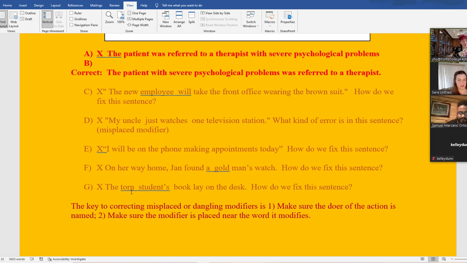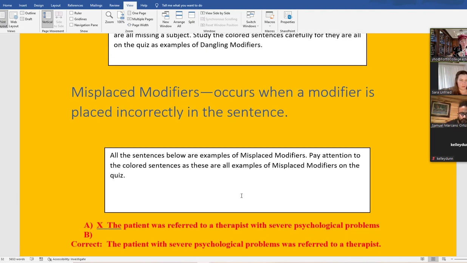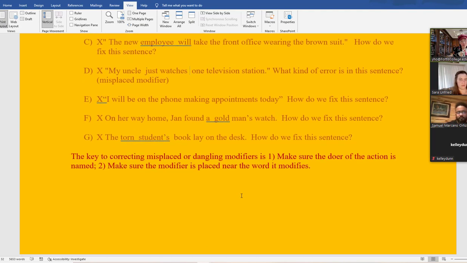The torn student's book lay on the desk. So here you would say, the student's torn book lay on the desk. That's the last one for misplaced modifiers. And that's it. Everybody get it?